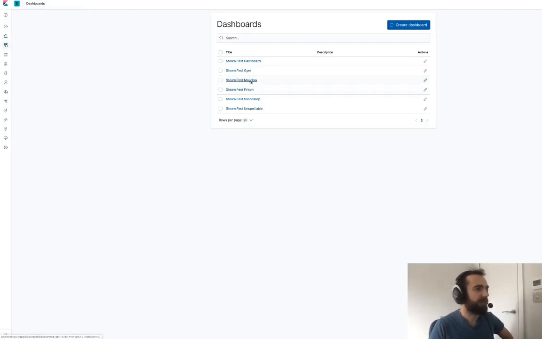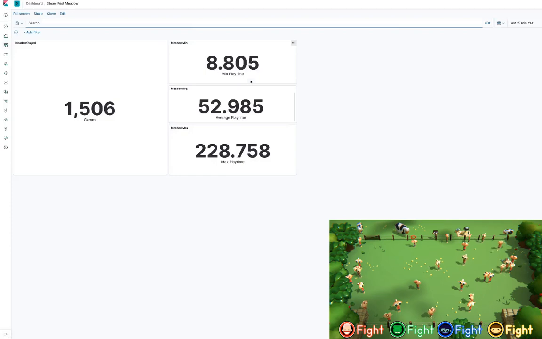We also gathered specific analytics per level. So Meadow is a simple level. I'll show little videos here of the gameplay of the level so you can understand.